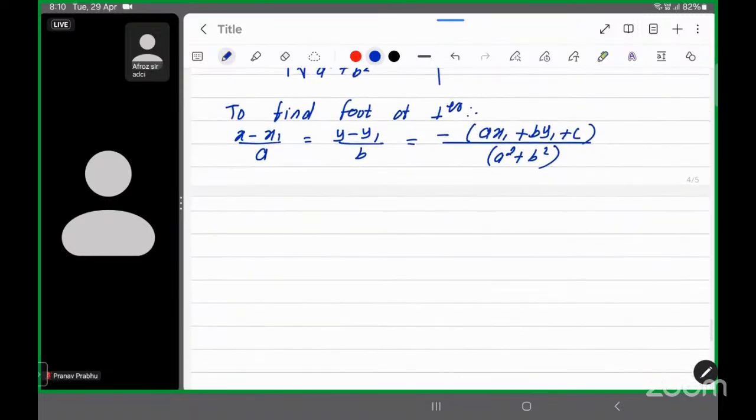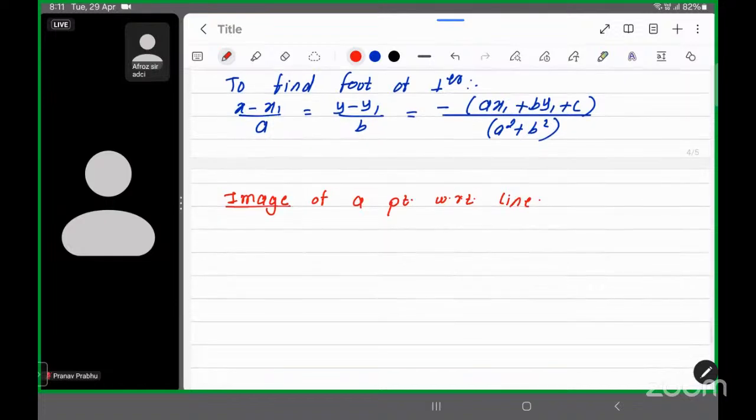The next concept is the image of a point with respect to a line. The concept of image is very important. If this is a line and I want the image of a point, then we know the concept of an image: it follows the same distance. That means however far it is from the base, the image will occur inside that mirror at the same distance. If this distance is d, then this distance is also d.